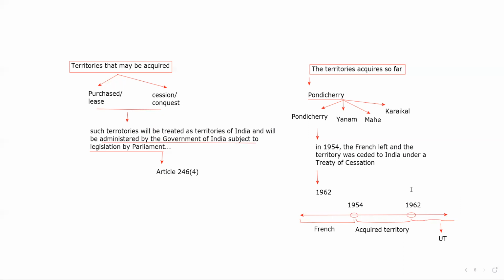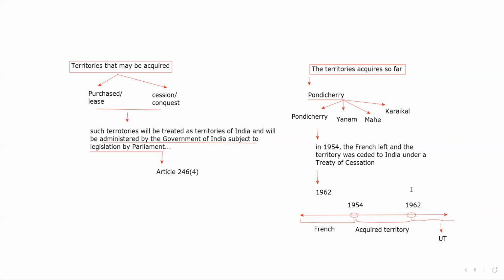Now the question arises: why this gap? We acquired the territory in 1954, and till 1962, the government of India did not do anything, either to make Pondicherry a union territory, or a full-fledged state, or to merge it with some other state like Tamil Nadu. So why this gap from 1954 till 1962?